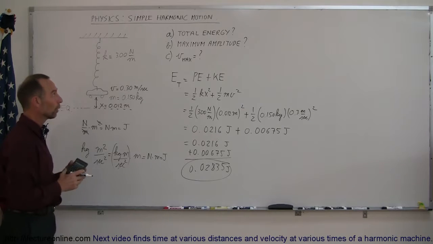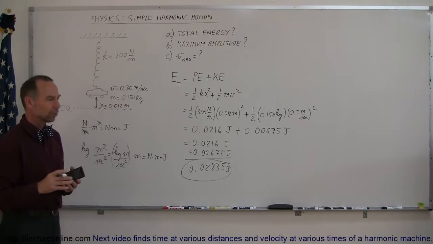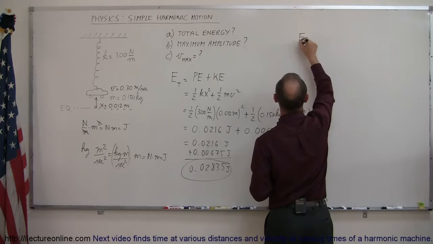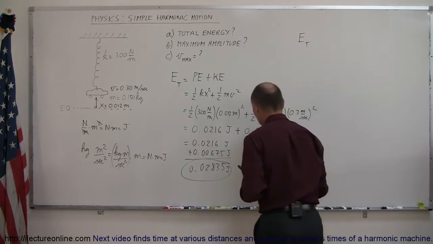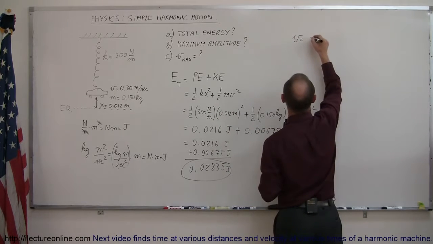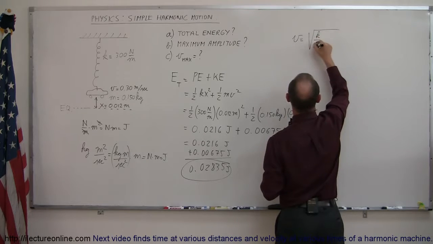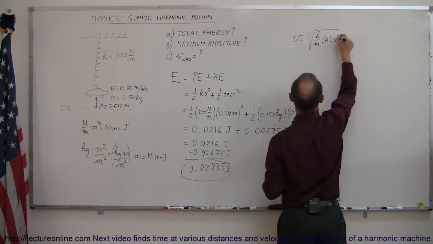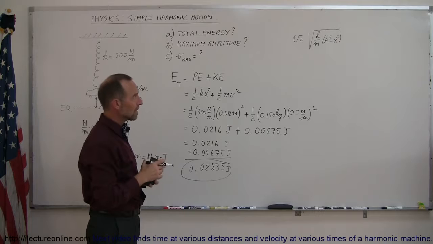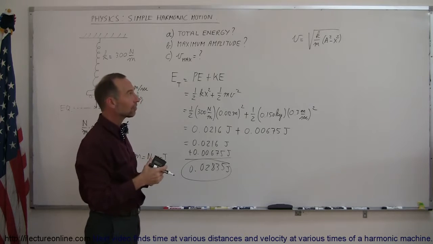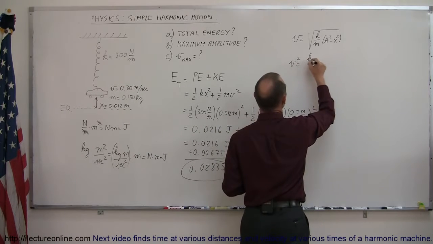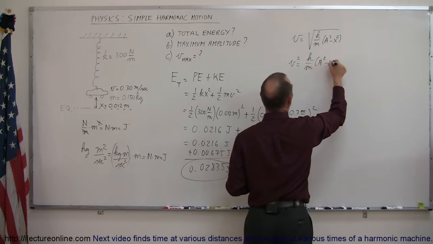Now, second part is, what is the maximum amplitude? So the maximum amplitude can be found in various ways, but I'll tell you what, we can probably use the energy equation and say that the velocity is equal to the square root of k over m times a squared minus x squared. And since I know v, I know k, I know m, and now I know x, I can actually solve that equation for a squared. So we can say that v squared is equal to k over m times a squared minus x squared.